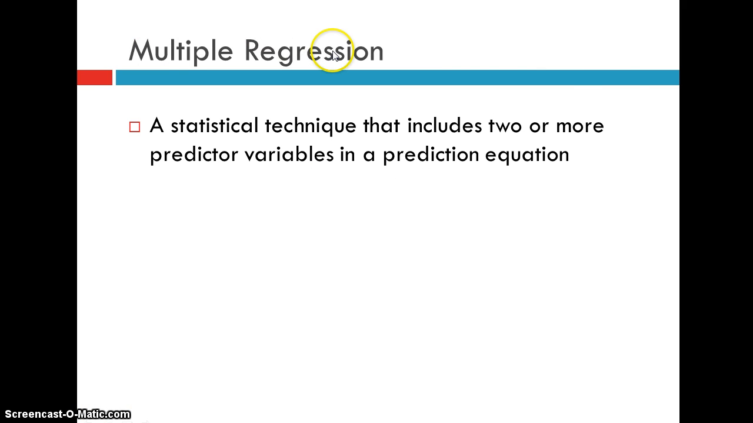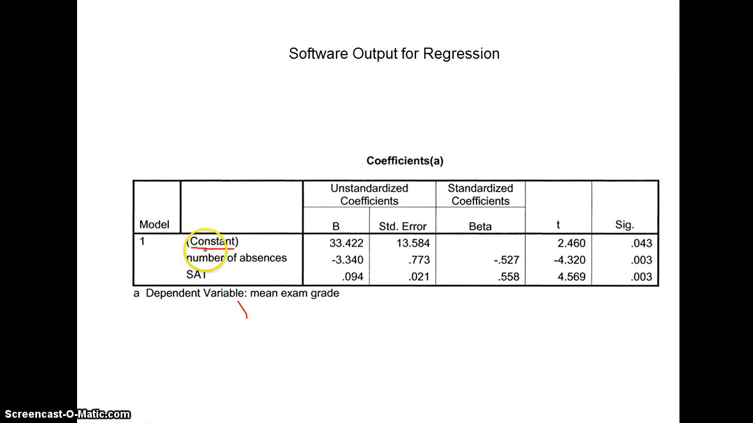Okay, so that brings us to multiple regression. And I mentioned it earlier, it is a statistical technique that includes two or more predictors. So what we have here under the model is our intercept, which is the constant for our unstandardized regression equation. And then we have our two x variables, number of absences and SAT. And these are the slopes, they're partial slopes for number of absences and SAT. We also have our standardized regression coefficients, and we would report these. This one is beta 1, this one's beta 2, and we can then look at our significance right here. They're both less than 0.01, so they're statistically significant.